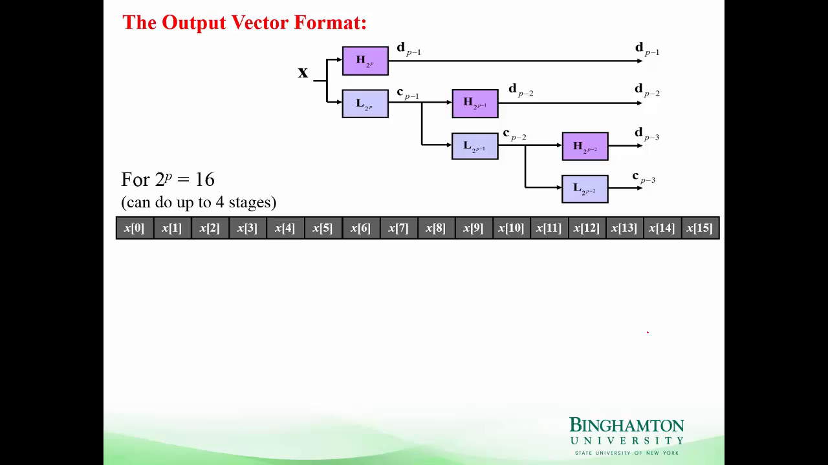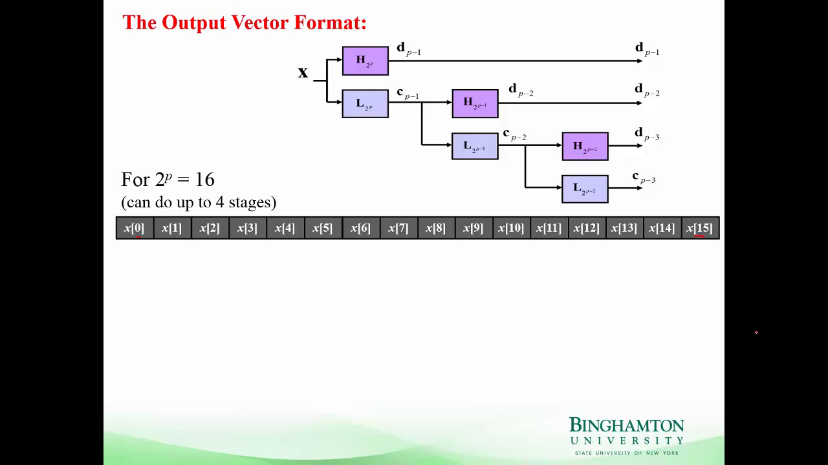Okay. So let's look at this a little bit differently. Let's see how the data structure of this actually works. So we're just going to illustrate this with 16 elements. So I'm indexing from 0 to 15. So it's not standard matrix or MATLAB indexing, but this is common indexing starting from 0 for signals and for images. Now, for 2 to the p being equal to 16, we'll be able to do up to 4 stages, but we'll actually stop before the last stage.